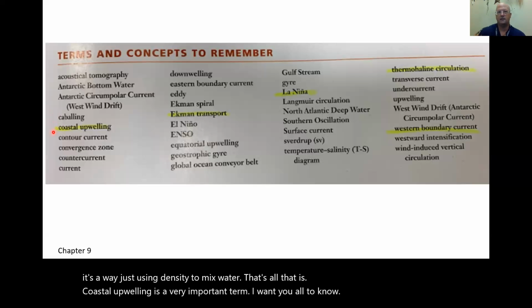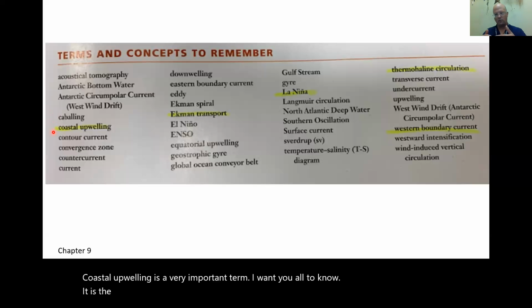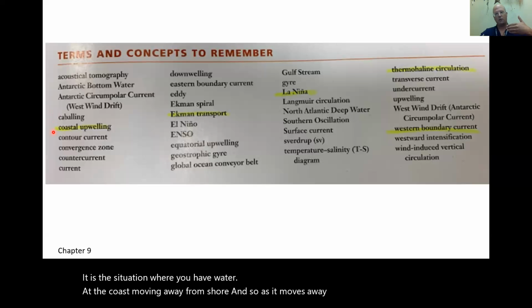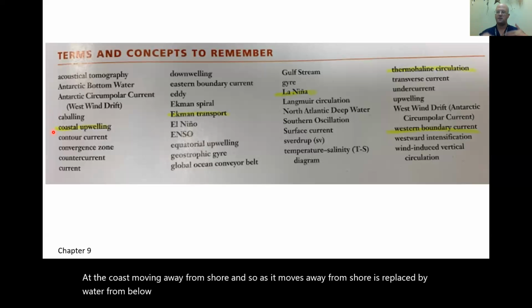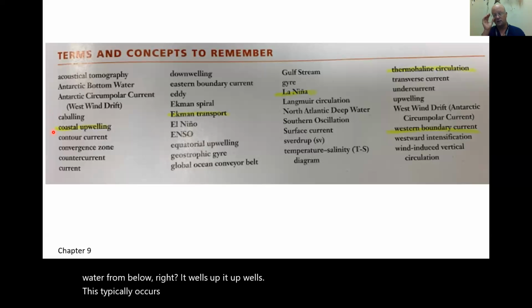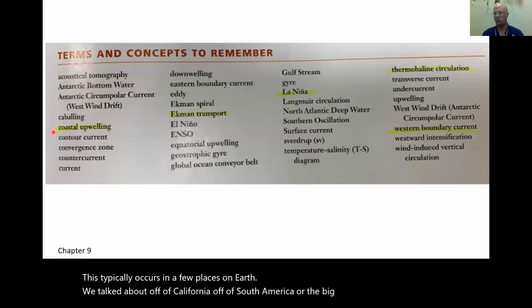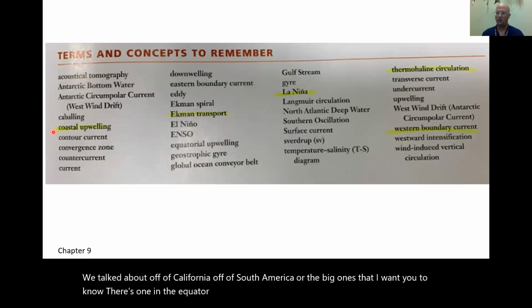Coastal upwelling is a very important term I want you all to know. It is the situation where you have water at the coast moving away from shore. And so as it moves away from shore, it's replaced by water from below, right? It wells up, it upwells. This typically occurs in a few places on Earth. We talked about off of California, off of South America are the big ones that I want you to know. There's one in the equator, right? But that's equatorial upwelling. We'll talk about in a minute.